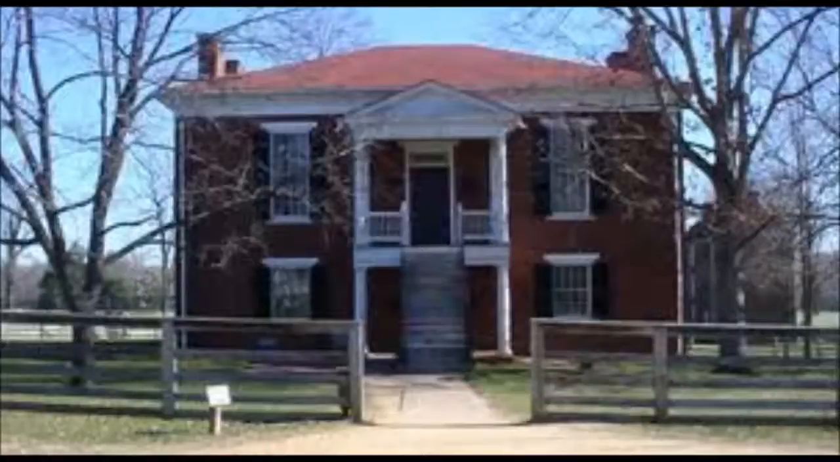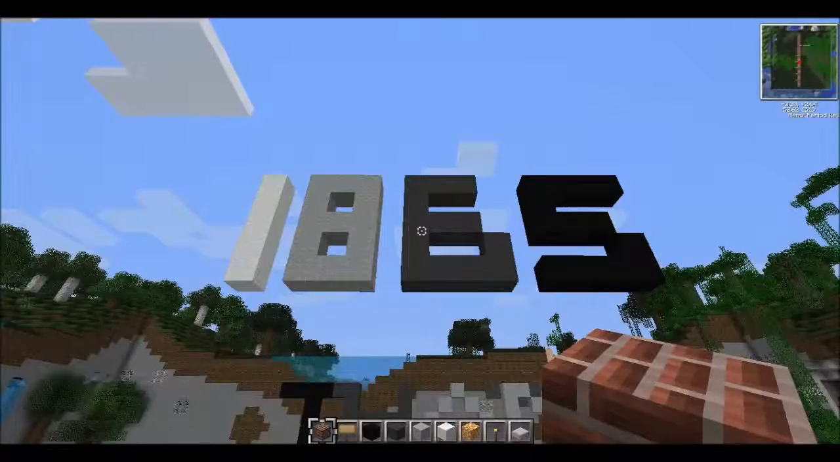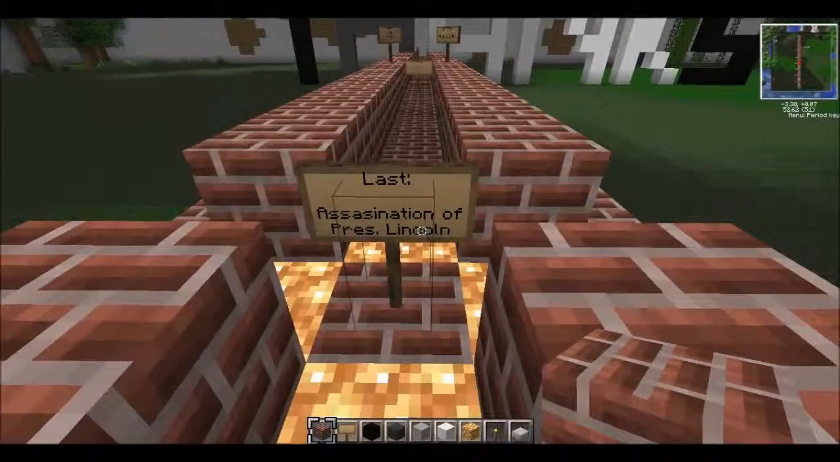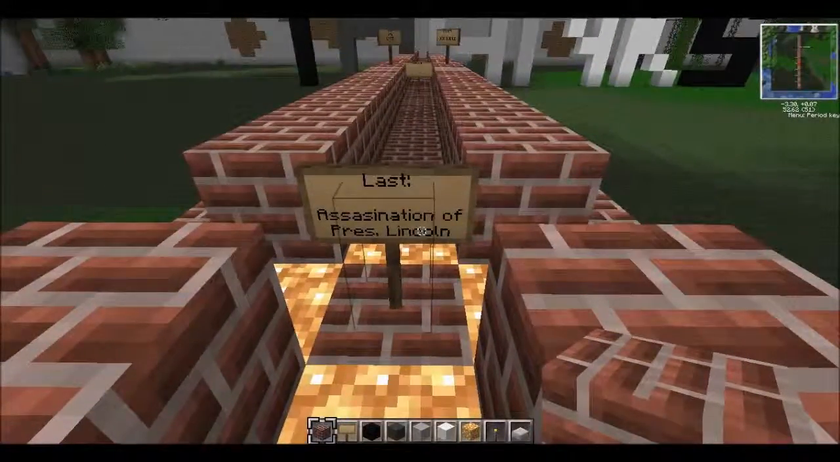The signing of the surrender documents occurred in the parlor of the house owned by Wilmer McLean. Now one more of 1865. And 1865 is the assassination of President Lincoln.